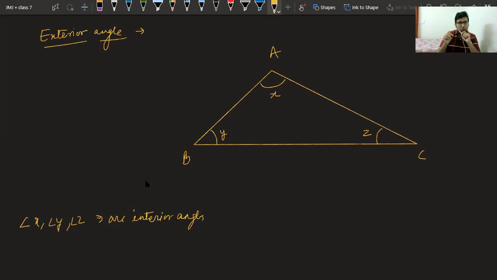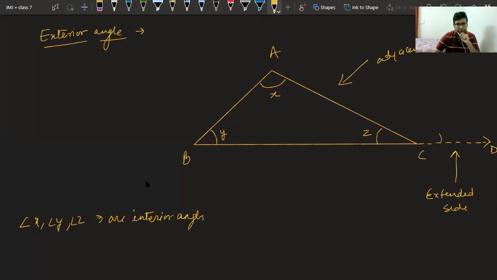We will have to extend a line. So, if I extend the side BC like this to point D, we call it the extended side. This is your extended side. This is your adjacent side.